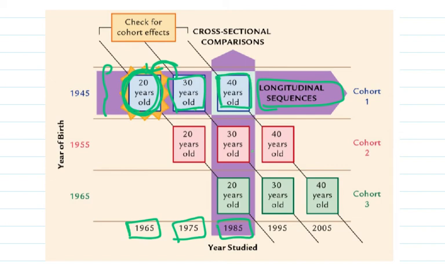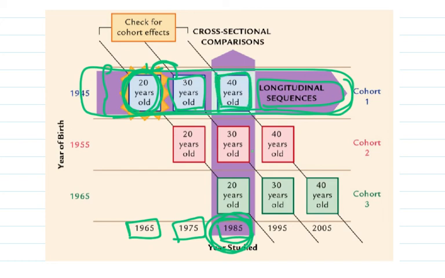Now, let's suppose you're at year 1985, right? Now, what you do is that you compare this first cohort that you had. This was your first cohort, right? You compare the 40-year-olds here to 30-year-olds, right? This is another group that you have. This is your second cohort, right? And you also compare them to 20-year-olds, right? So this is your third cohort, right?